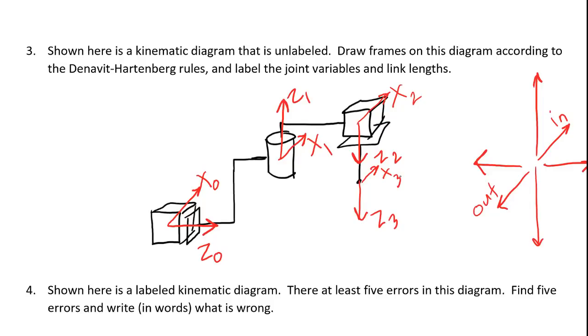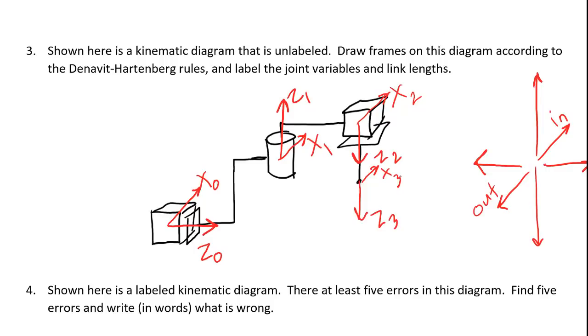Okay, now I have to think about rule 3. Rule 3 is that the x-axis has to intersect the z-axis of the frame before it. So that rule doesn't apply to frame 0 because there is no frame before frame 0. But the rule does apply to frame number 1. Right now, x1 will not intersect z0. So there are 2 ways I can solve that problem. One way is to try and change the direction of x1. That's the preferred method of solving the problem.